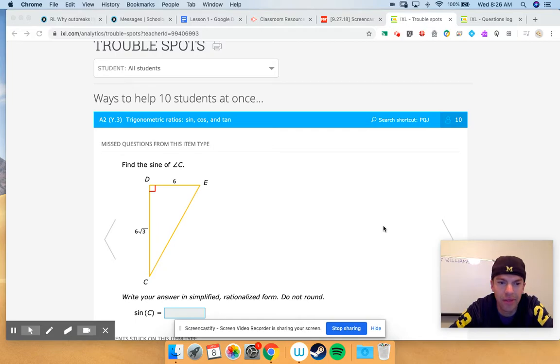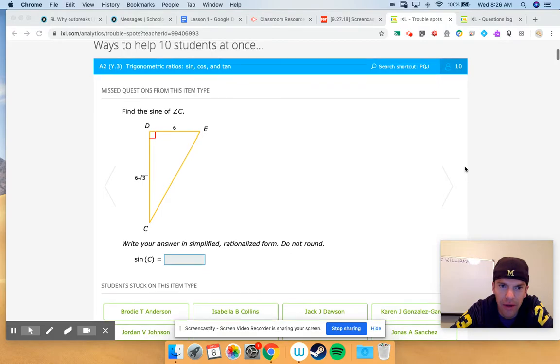All right. So I got a question on Schoology about this type of problem right here. When there's a missing side and there's a square root there, how do we find it? So short answer is you use Pythagorean's theorem and then you do the trig anyway.